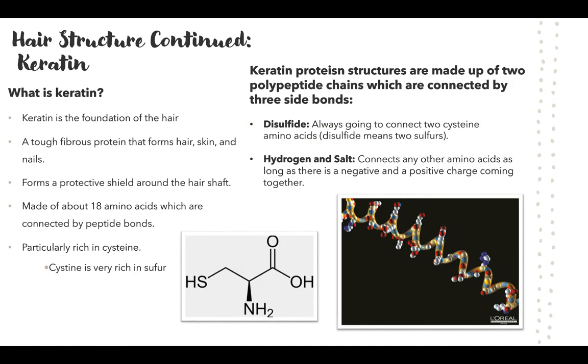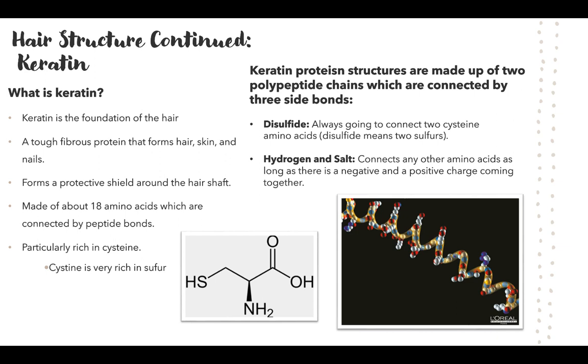What is keratin? Keratin is the foundation of our hair. It is a tough fibrous protein that forms part of our hair, skin, and nails. Keratin is made up of about 18 different amino acids, which are all connected by peptide bonds. This protein is particularly rich in the amino acid cysteine.